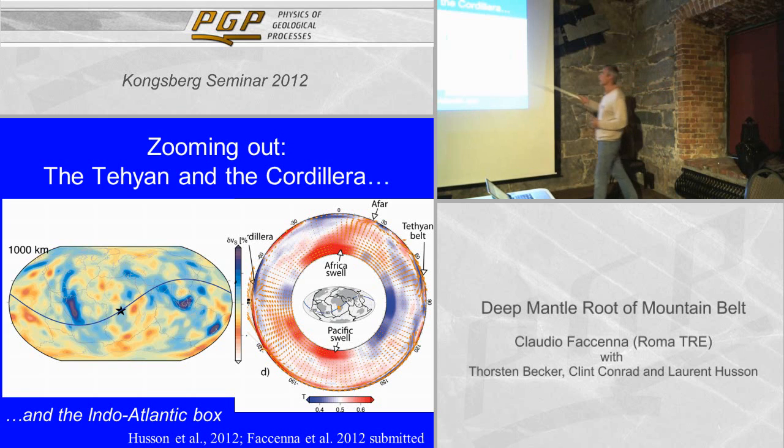This is the classic bipolar picture that Alan was mentioning, and Trond was also mentioning, a very simple degree 2 configuration of the system, where you have the African superswell on one side, the Pacific superswell, and the two blue anomalies here. One is related to the Tethyan belt, this is the Pacific subduction, and this is the Cordillera.